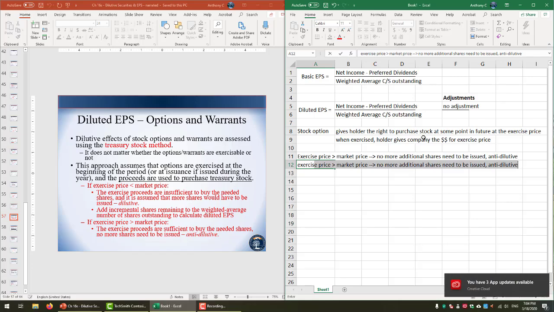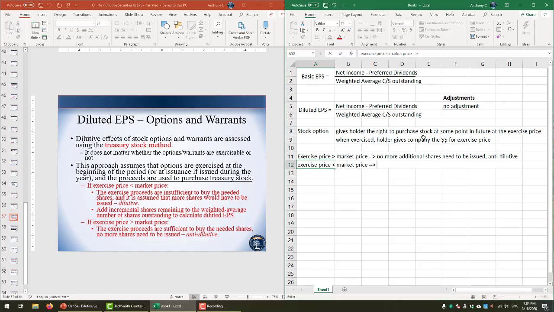If, however, the exercise price is less than the market price, right? In this case, the company is not going to get enough money from the exercise proceeds to buy the shares it needs to give to its option holders. In that case, the company is going to have to issue more shares in order to give shares to its option holders. So if more shares need to be issued, we're going to add more shares to the denominator of diluted EPS, so it will be dilutive.